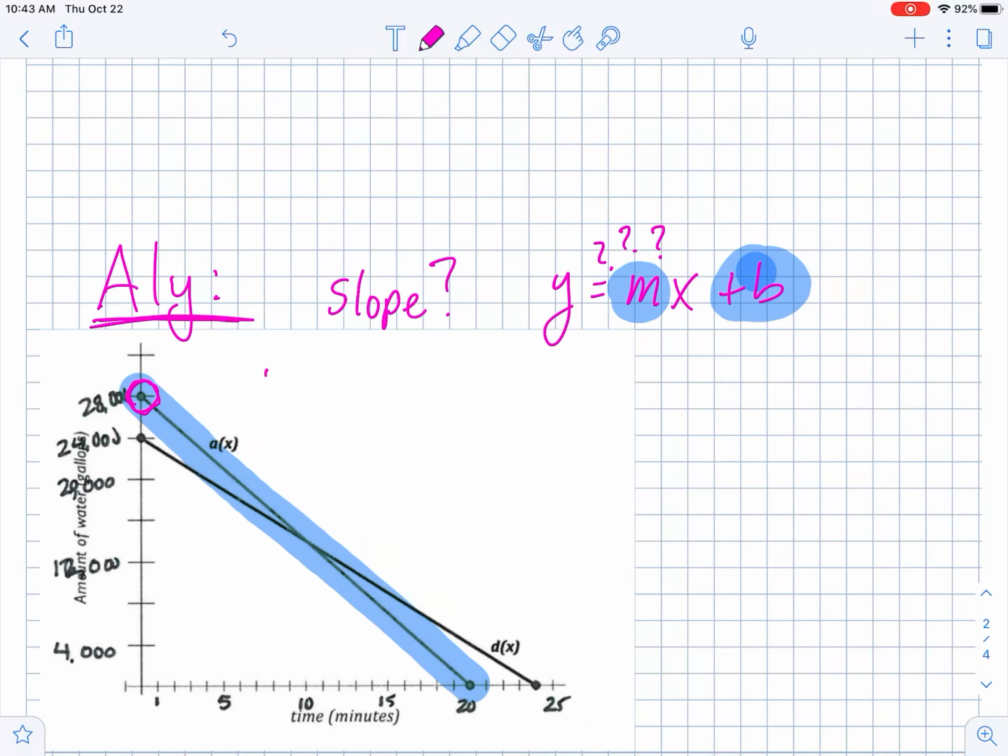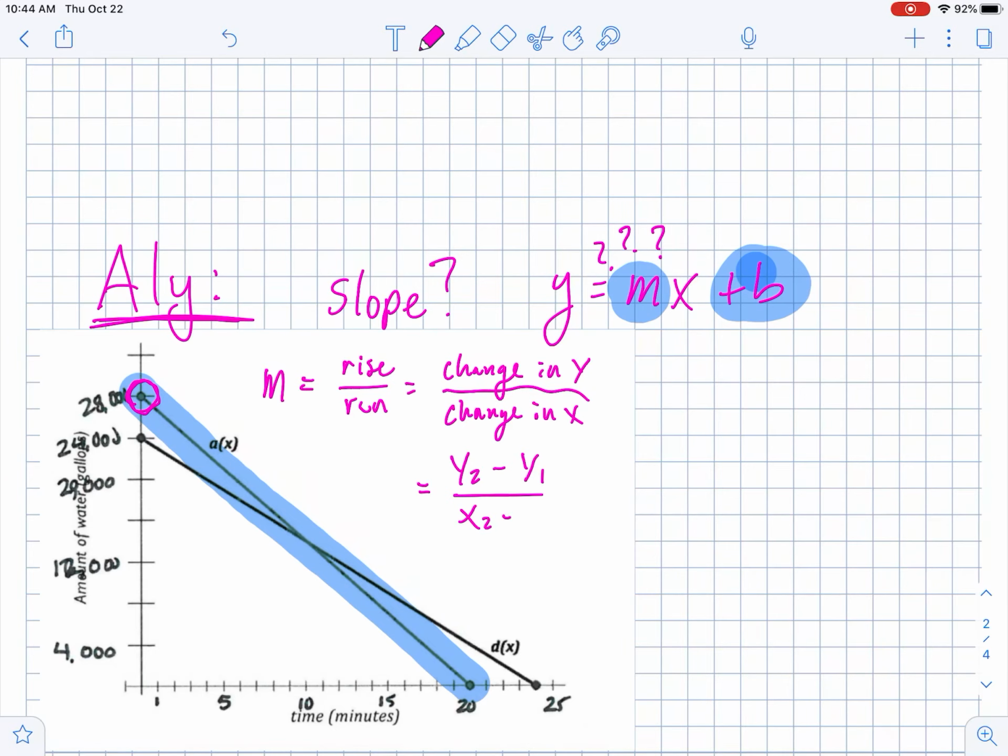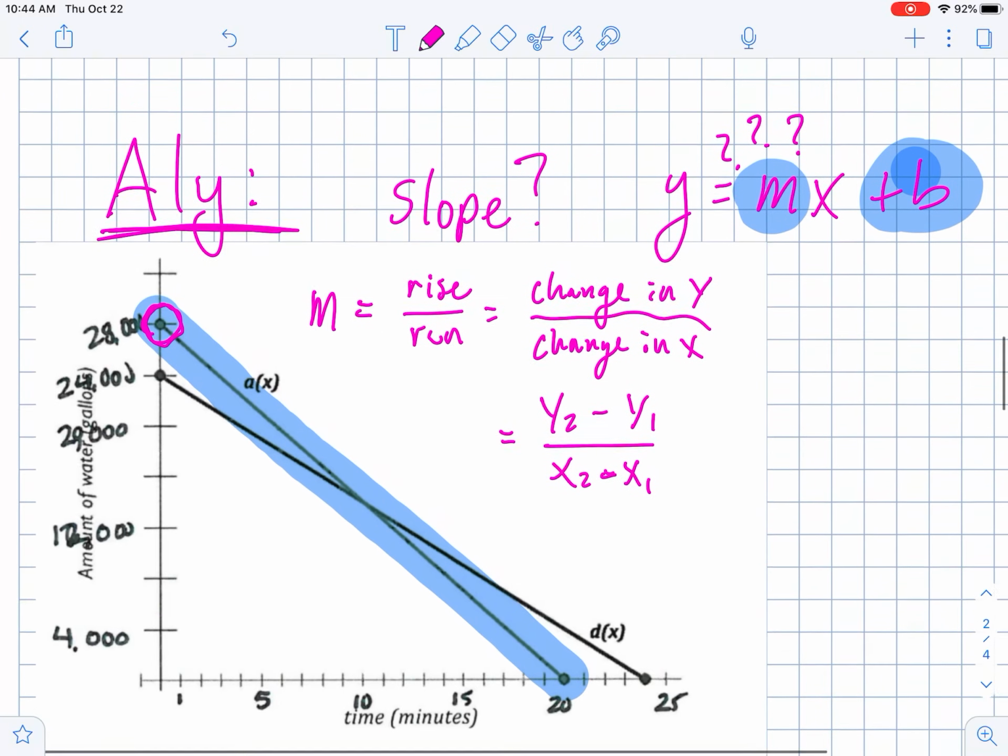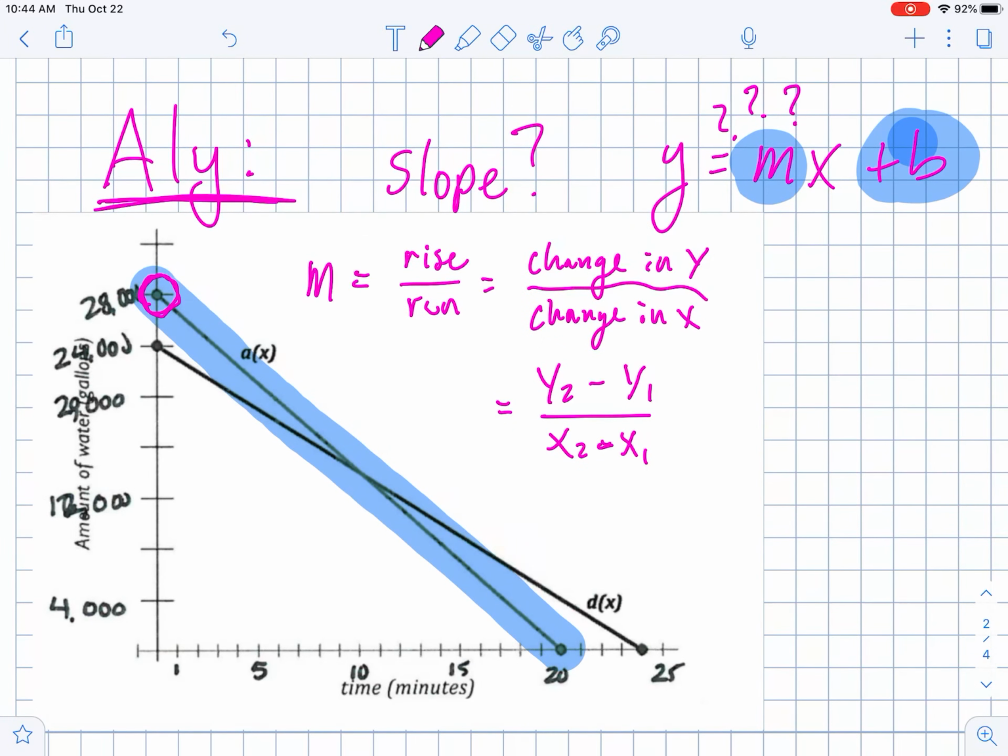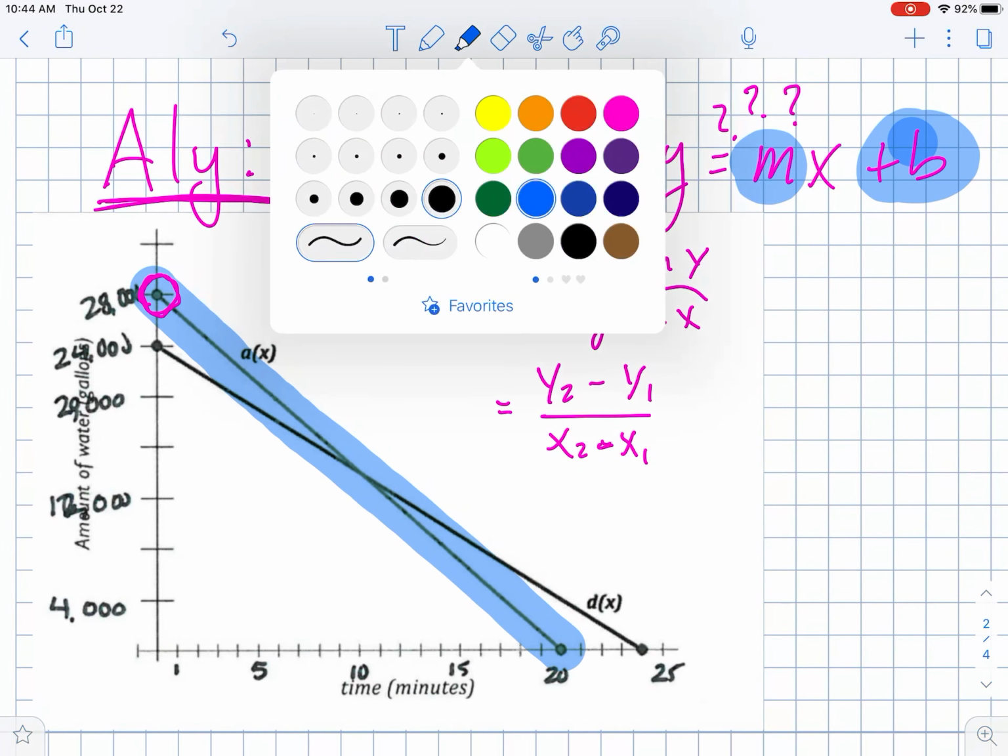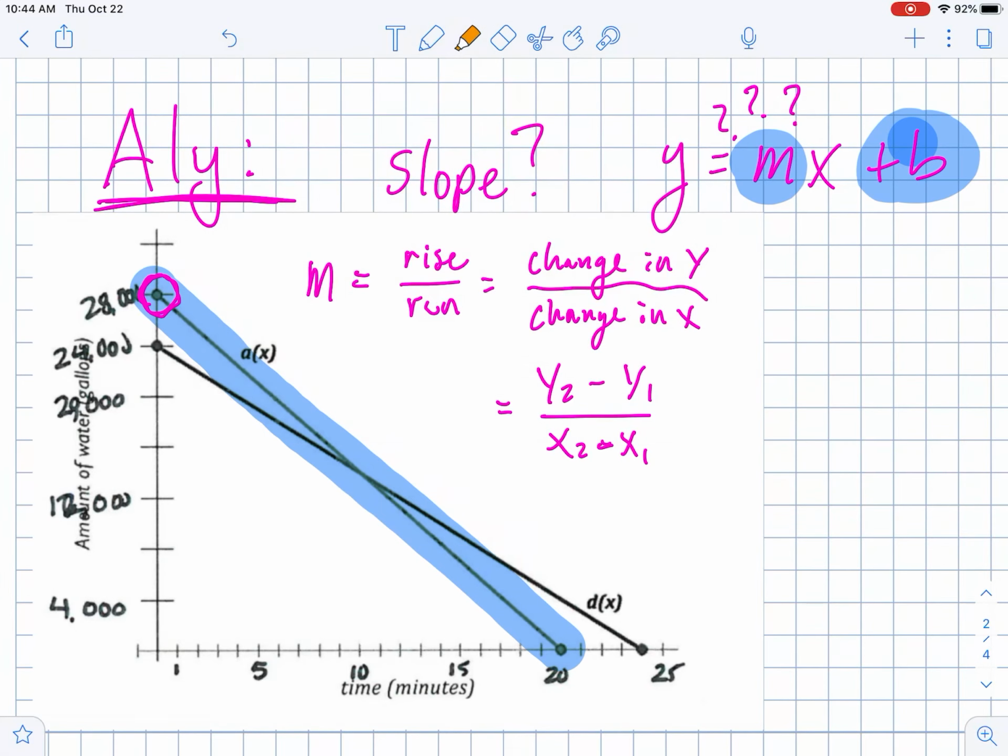We were kind of given the slope of Dane's pool, but for Allie's pool, I think we're going to have to resort to the definition for slope. That m is rise over run. It's change in y over change in x. Or an alternate formula is y2 minus y1 over x2 minus x1. I'm going to focus on just the change in y over the change in x.